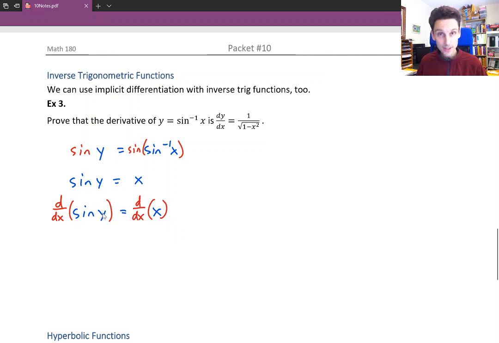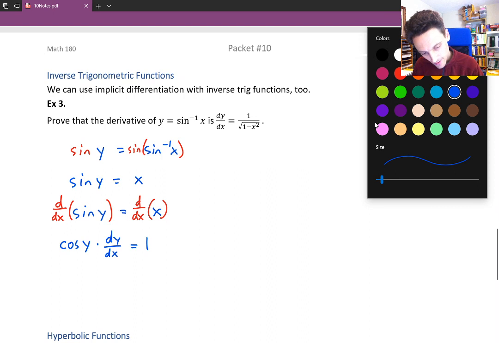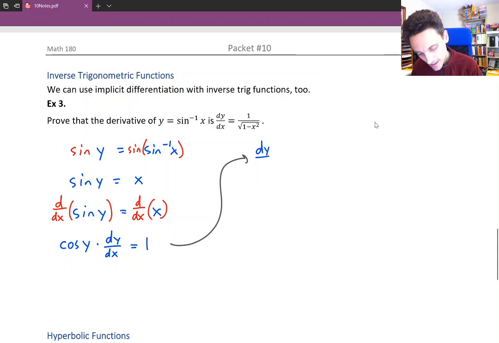And in fact, we're going to have to use a chain rule here because we have this y function inside of the sine function. So here's the derivative of the outer function, cosine y. And then what's the derivative of the inner function? It's going to be dy dx. Y is the inner function, and it's the derivative of the inner function with respect to x. And then the derivative of x is 1. So now, let me pull this over here to the right, we have dy dx is equal to 1 over cosine y.